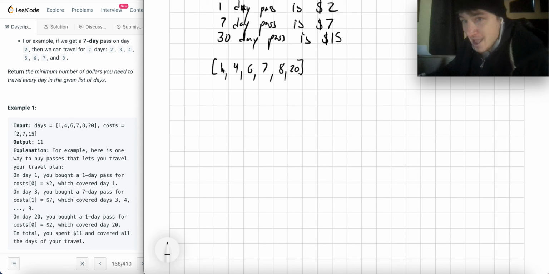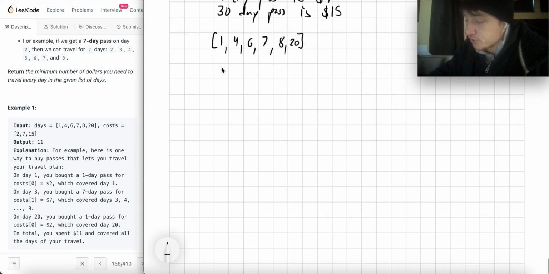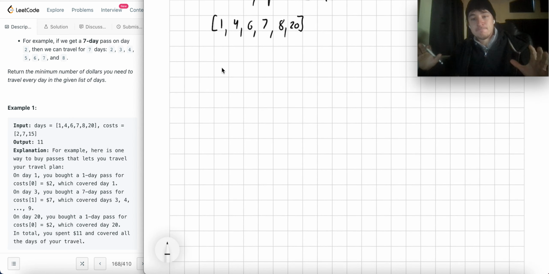So you can model that as a graph, saying, well, what I'm going to do is model every single day.